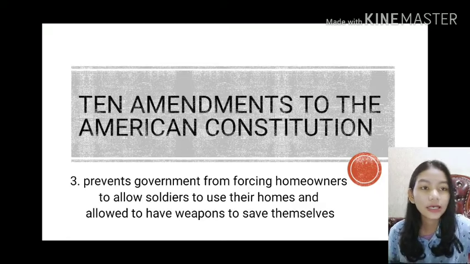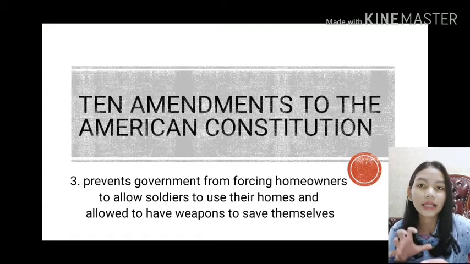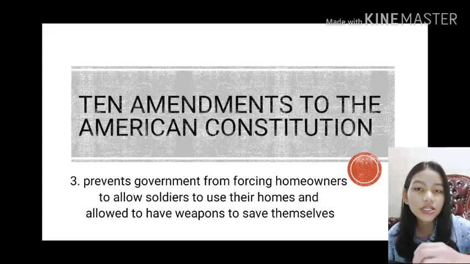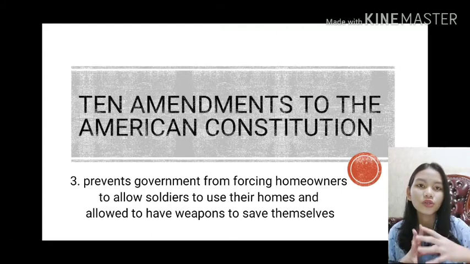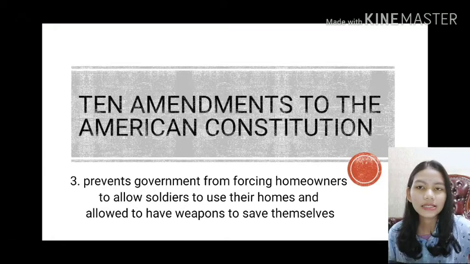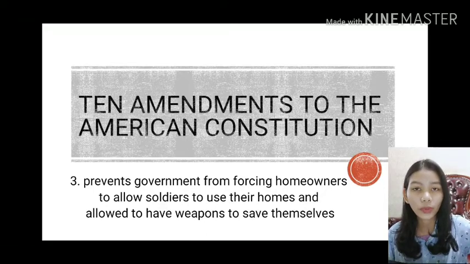And for the third amendment, it states that a militia must be regulated properly for the sake of creating security for all free nations, and there must be no restrictions on the right of the people to choose and use weapons. So the third amendment stands to safeguard how the people in the US or in America use weapons, as their right to have weapons in defending themselves.